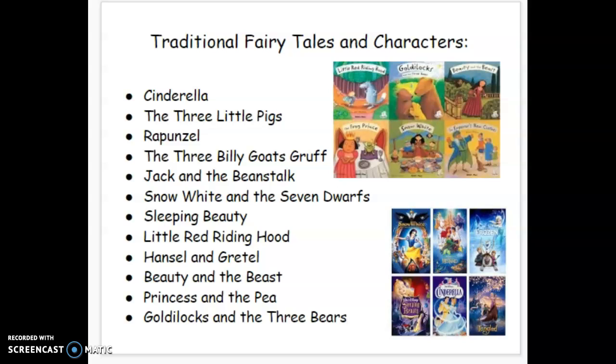Here's just a little list of some traditional fairy tales and characters. We have Cinderella, the Three Little Pigs, Rapunzel, Three Billy Goats Gruff, Jack and the Beanstalk, Snow White and the Seven Dwarfs, Sleeping Beauty, Little Red Riding Hood, Hansel and Gretel, Beauty and the Beast, Princess and the Pea, Goldilocks and the Three Bears. And there's so many more. That's just a short list.